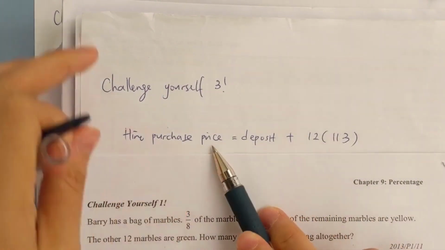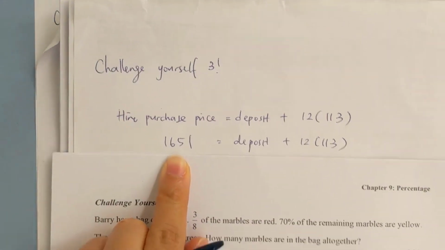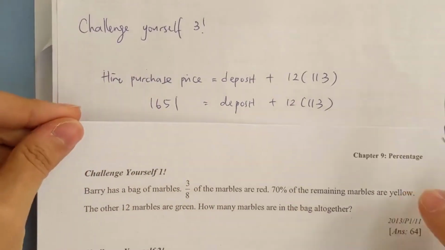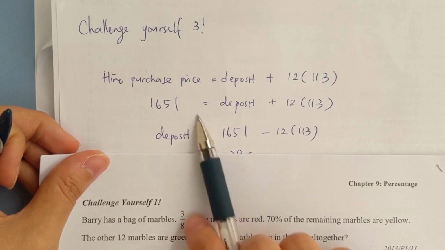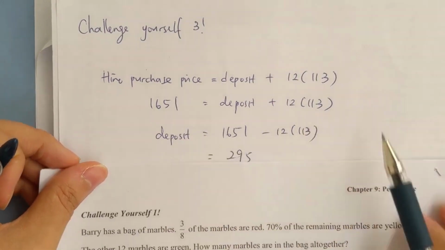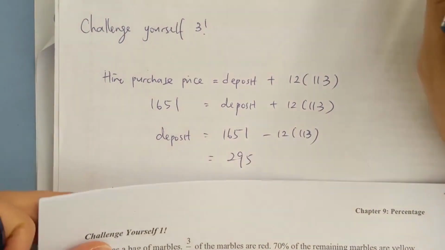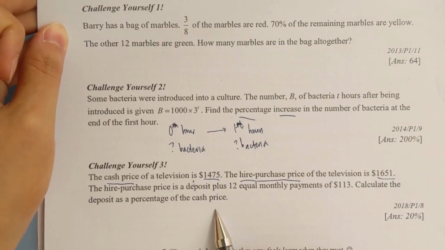I know what the hire purchase is. They told me the hire purchase is 1651. So I can find out the deposit by subtracting the 12 times 113. I'll shift it to the other side and I'll get the deposit equals 1651 minus this. So you get 295. After I find out that the deposit is 295, how do I calculate the deposit as a percentage of the cash price?